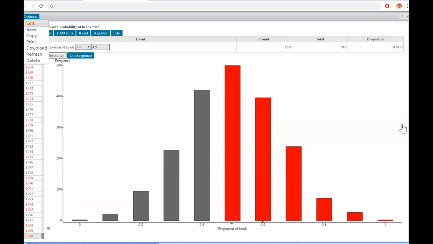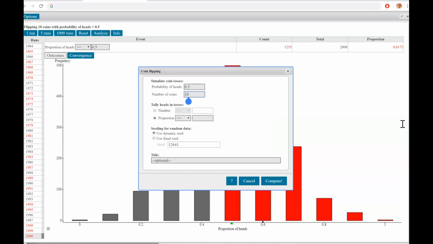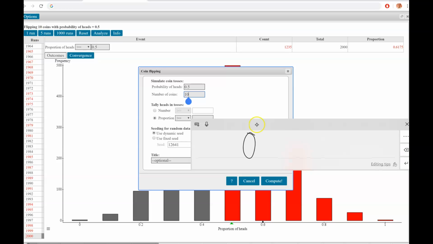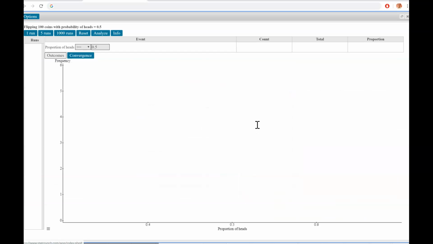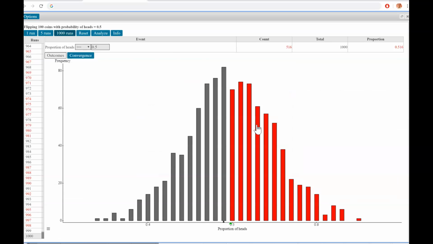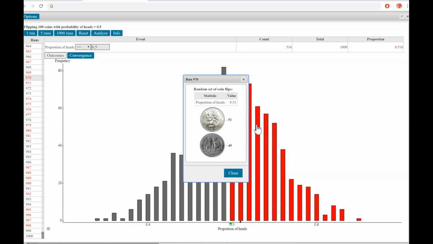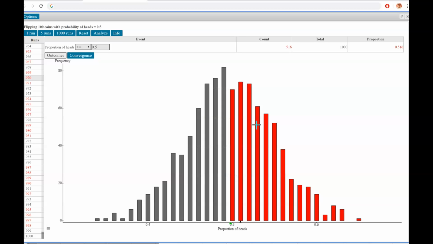So if I were to increase n to 100, so if I add a 100 in there, what is that going to look like? Okay, do this many different times. You start seeing this normal distribution. If you want to look at one of the samples, you can see that for run number 970, you got 51 heads and 49 tails, okay? So where exactly is the mean? Well, the mean tends to be around 50-50, okay? So I'm doing this many different times.